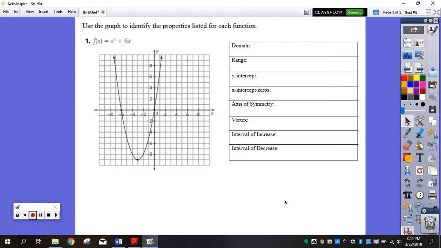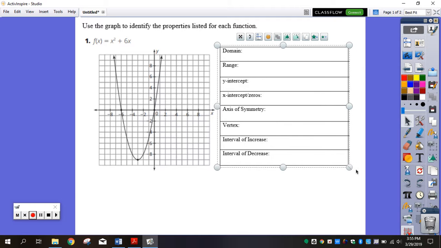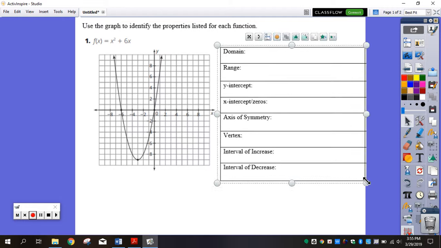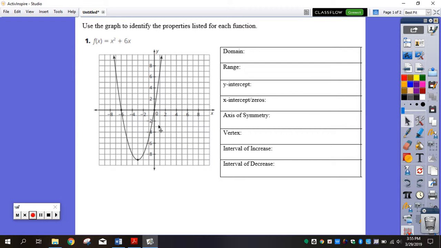On this particular problem, they gave you the graph of the parabola, the quadratic. It's the function f of x equals x squared plus 6x, and they want you to identify these different properties based on the graph. So to start with, domain, that's your x values, and that's your input.